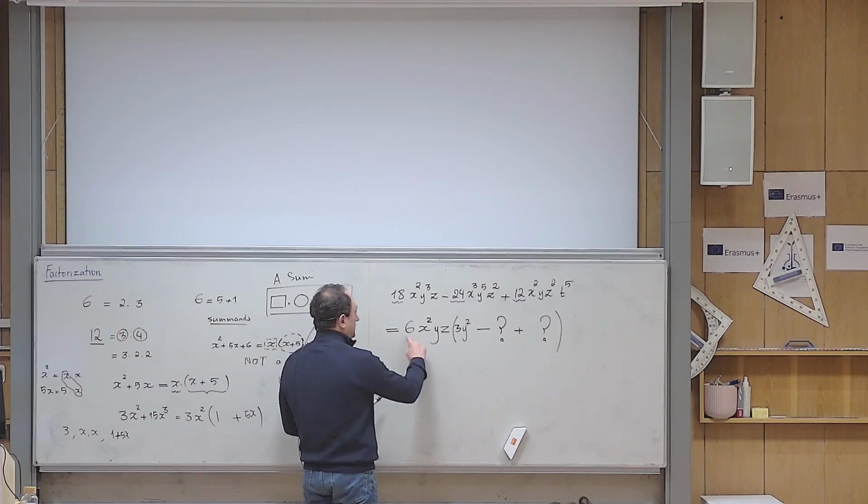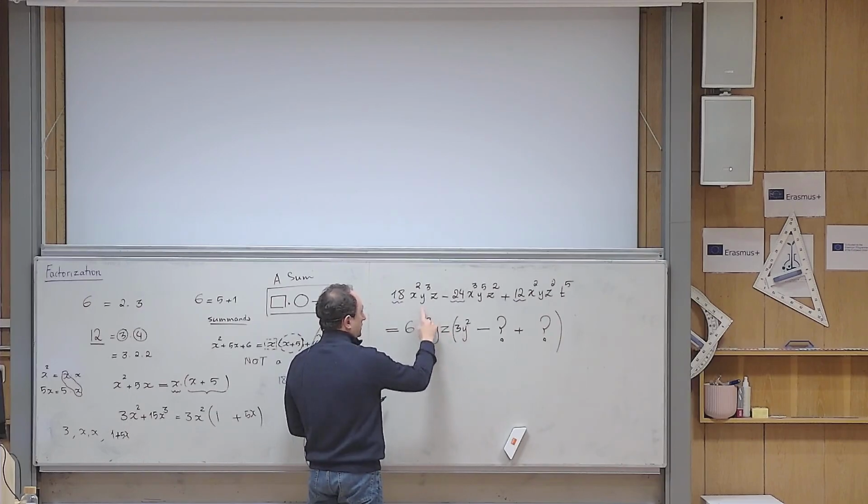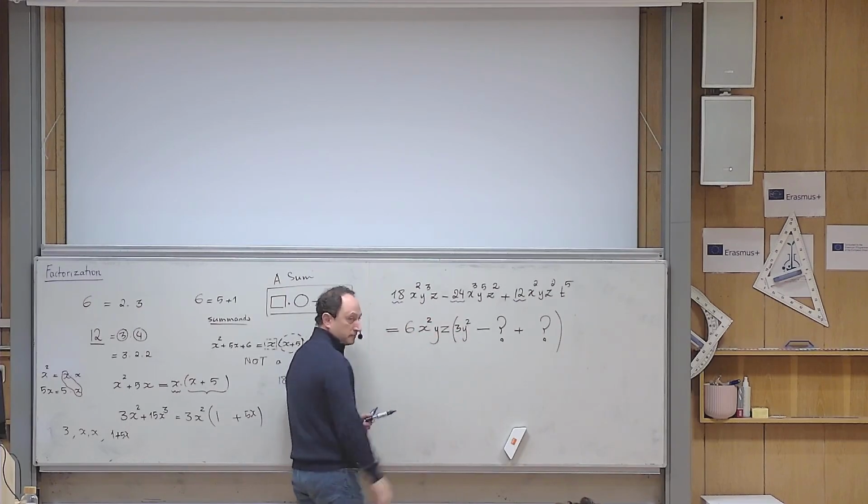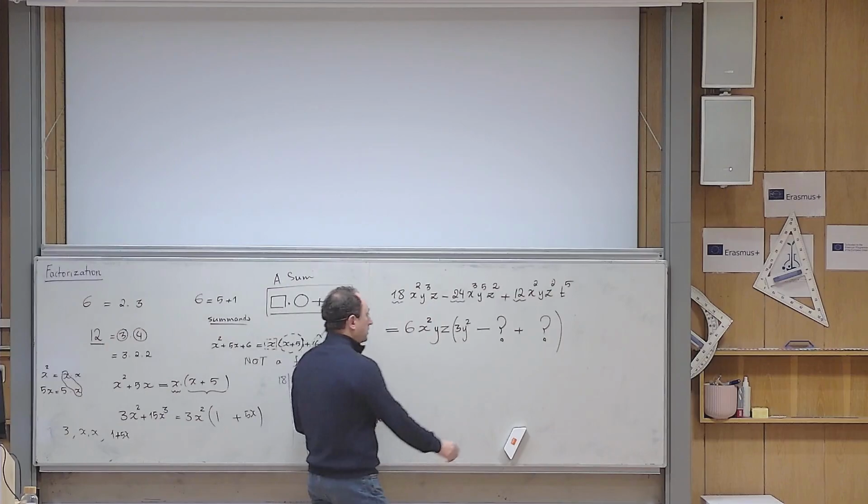I don't understand. So let us multiply. No, it's 3y, I'm sorry. So this becomes 18, this becomes x squared, this becomes y cubed, and this becomes c. So that's correct. Yes. Now I go to the next one.